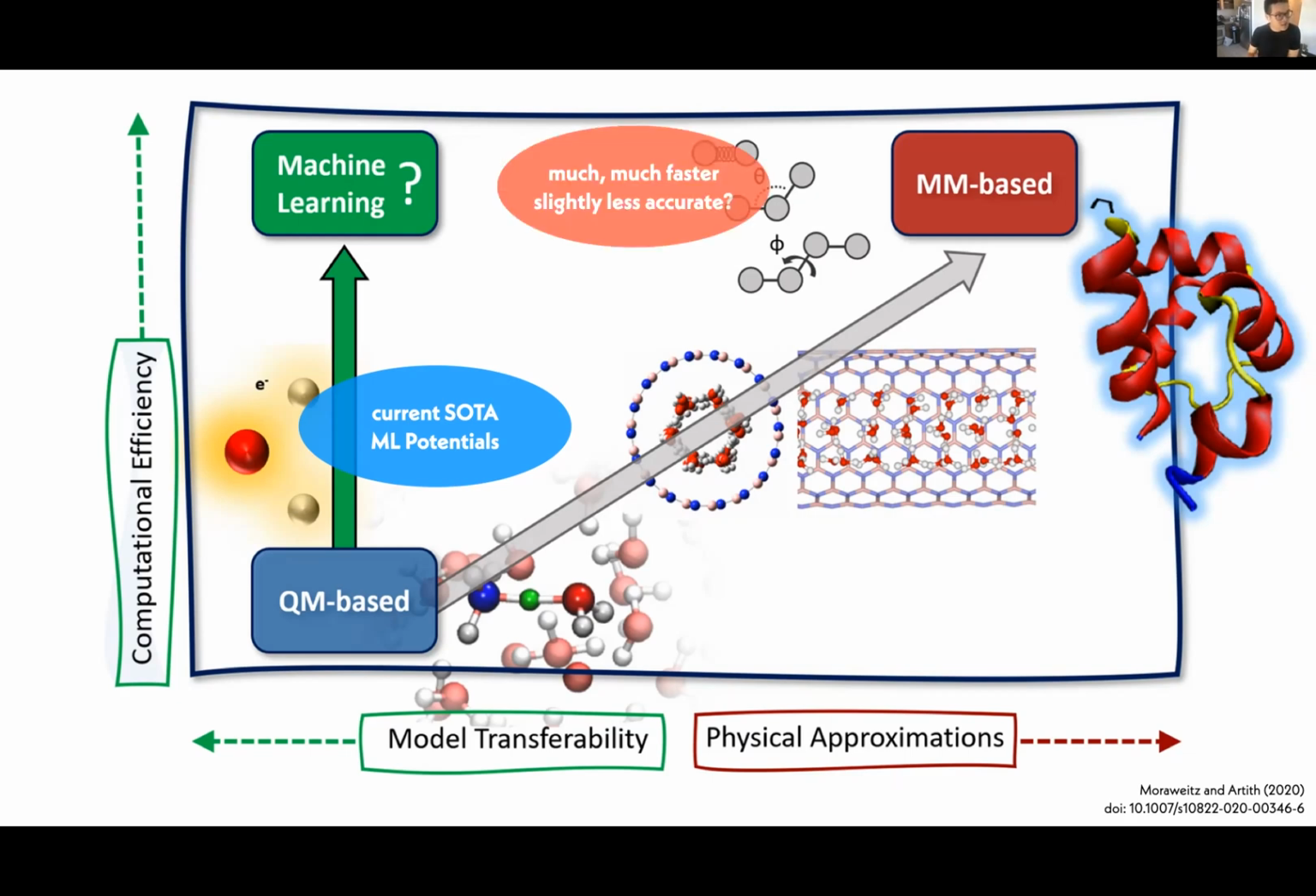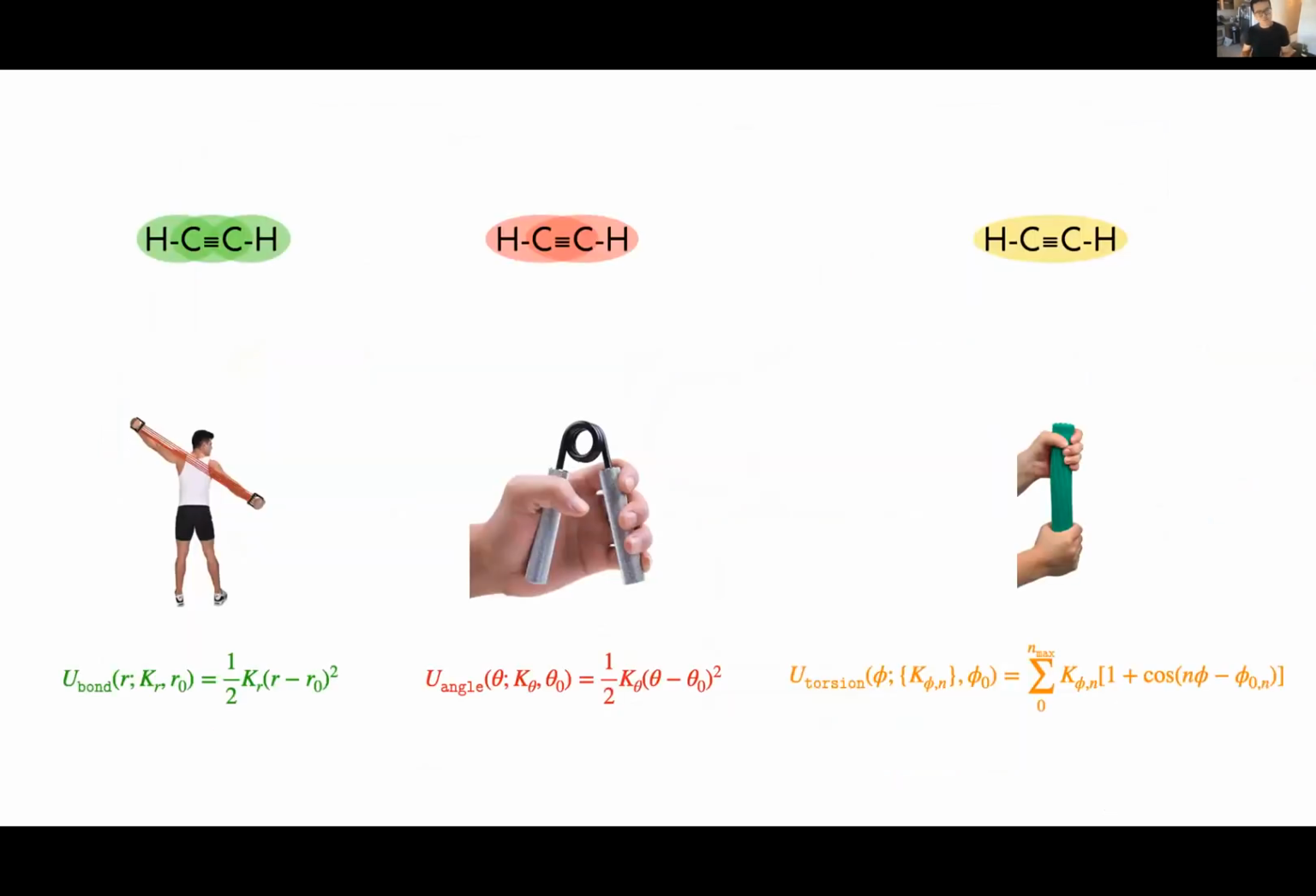So in this design space, we're wondering whether there could be a type of model that's much faster, not much slower than the MM, but slightly less accurate than the SOTA machine learning potentials. And this is basically the whole idea of Espaloma, where we started in the design space. Machine learning potentials really start from a QM perspective, but here we start from an MM perspective and see what is wrong with MM.